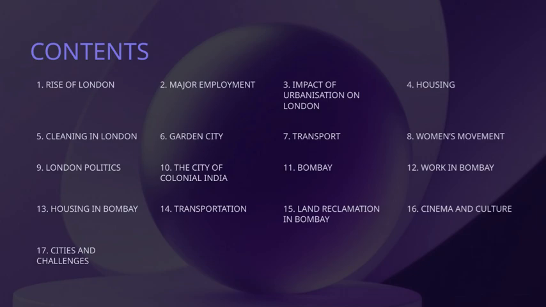Impact of urbanisation on London connects to how rapid city growth influences social and economic patterns. Cities and challenges broadens this view, addressing issues like congestion and resource management. The city of colonial India highlights the historical context of urban development under colonial rule. Garden City introduces ideas of planned urban environments aimed at balancing nature and urban life.